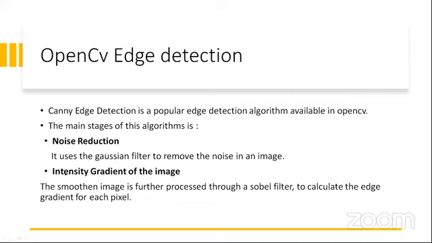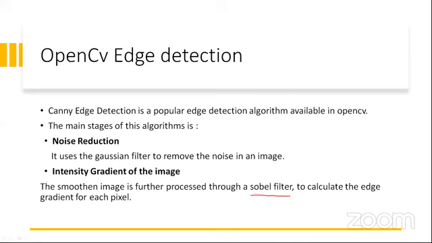Then the image is processed with a Sobel filter. Guys, remember this term, it is often asked in interviews. What is a Sobel filter? A Sobel filter is a filter which is used to detect edges in an image. It is based on the gradient of each pixel. So we calculate the gradient, and as per the gradients we get the edges.